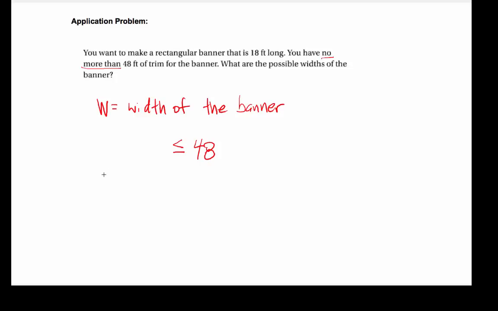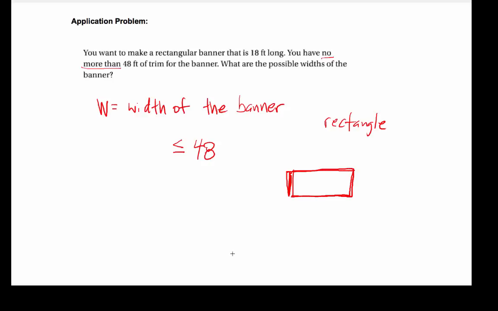Well, we have a rectangular banner, so right there we have a clue. We're working with a rectangle. And it says you have no more than 48 feet of trim for the banner. Now trim, what is trim? Trim means around the outside. So if this were my banner, the trim would be here, here, here, and here. Okay, sorry. That's a perimeter problem.